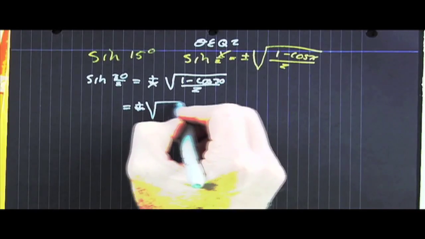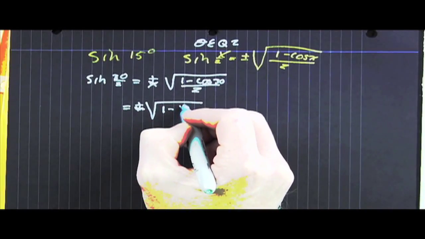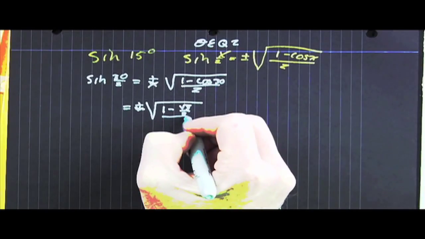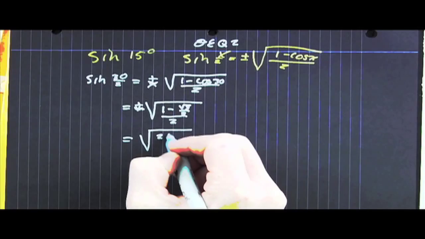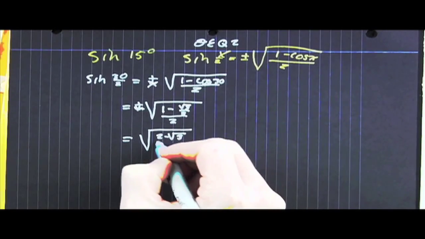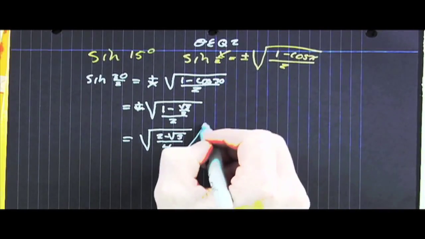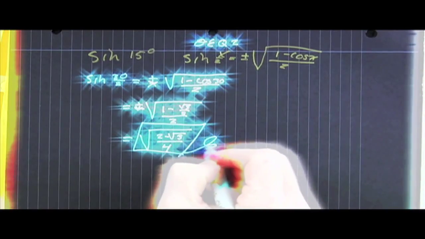Now, we're evaluating this. The cosine of 30 is root 3 over 2, and then that's all over 2. Now we do some algebra. All right? There you go. And you're done.